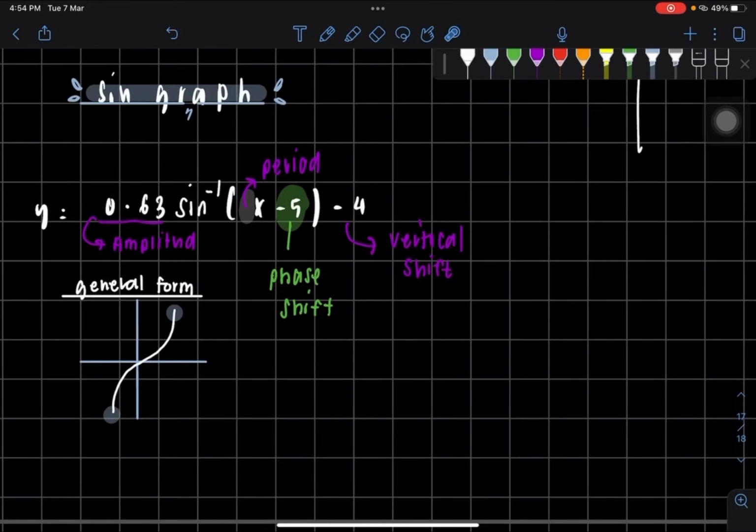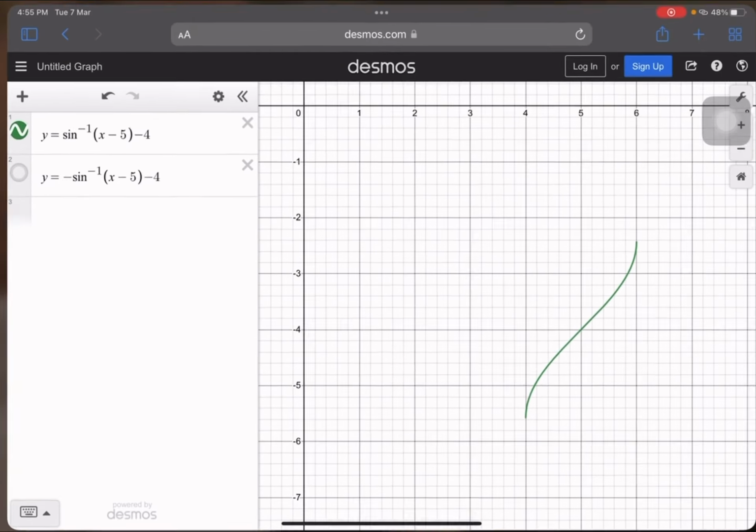Okay, so the last part is the sine graph. For the sine graph, first we need to know that we are using the inverse sine. So this is the general form. For the properties, in front of the sine is the amplitude, in front of the x is the period, next to it is the phase shift, and lastly the vertical shift. So let's see our example.